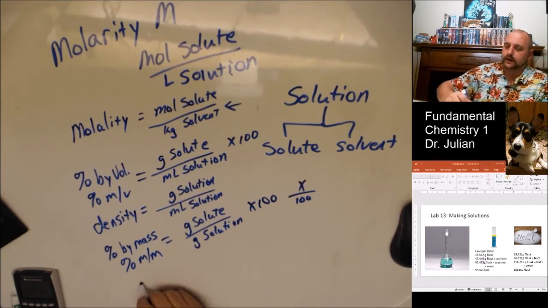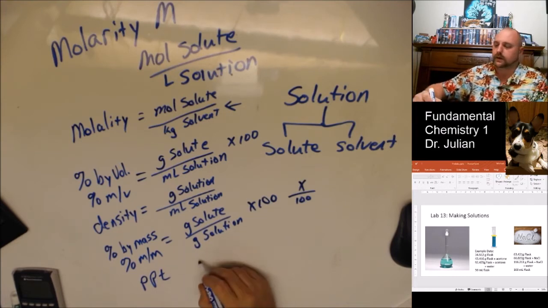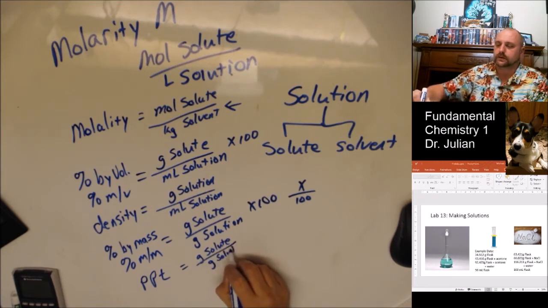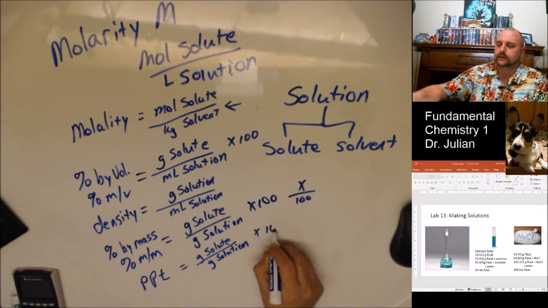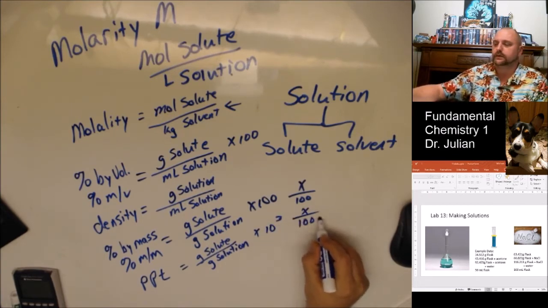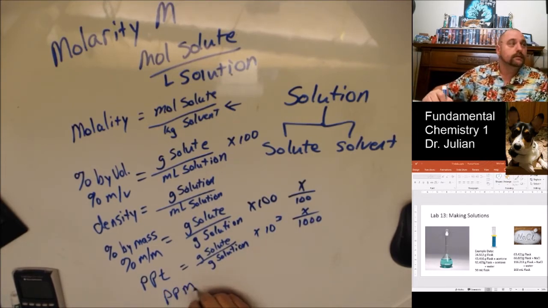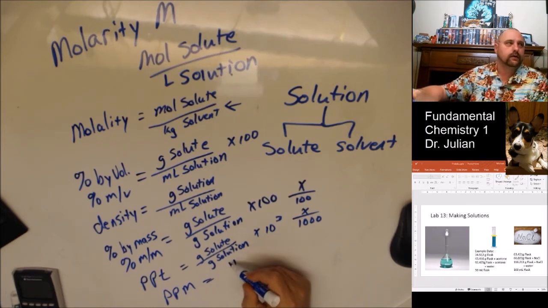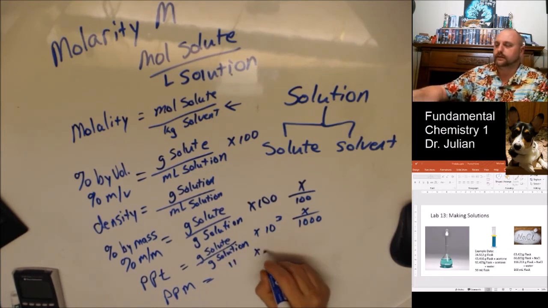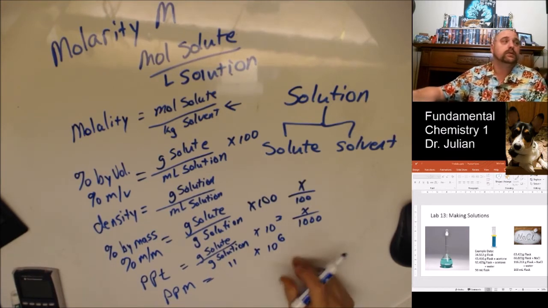So the next one we'll look at is PPT, and it's part per thousand. And it's grams of solute over grams of solution times 10 to the third. In other words, 1,000. So it's some part over 1,000. Okay. The next one we would worry about is ppm. It'll be the same thing, grams of solute over grams of solution times 1,000,000. Or x over 1,000,000 is what it would mean.